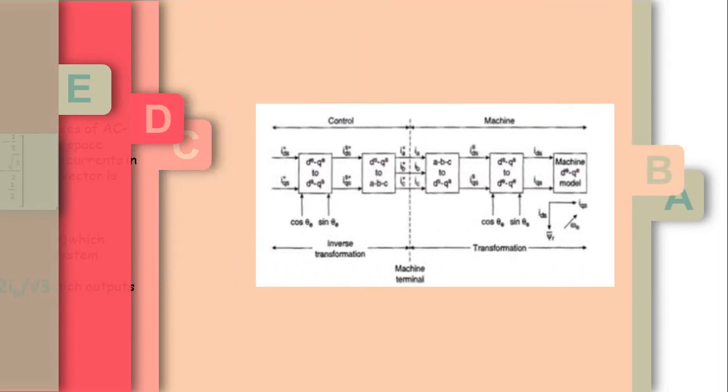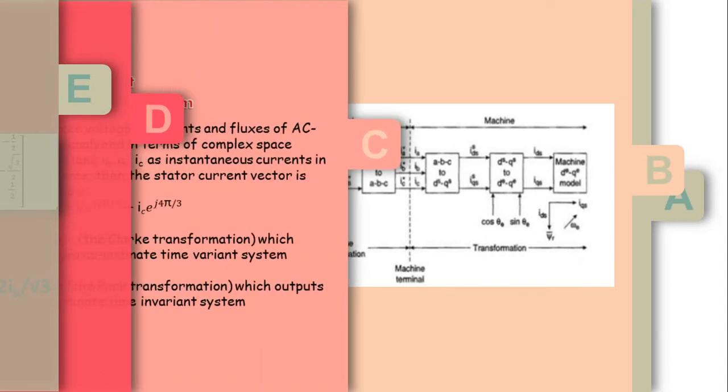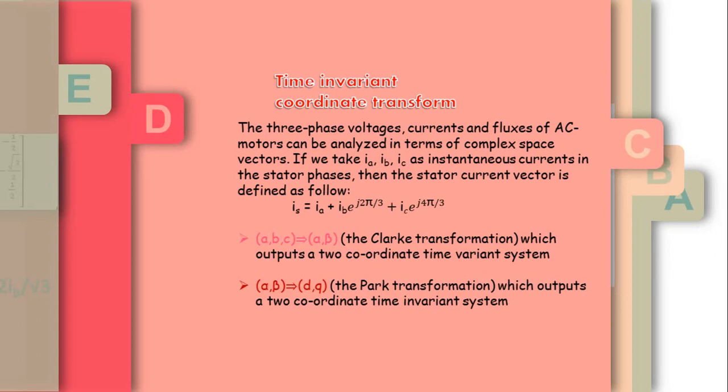This is the block diagram of the basic conceptual implementation of vector control. On the right side of the diagram, the motor currents IA, IB, IC are converted to IDSS and IQSS in the stationary reference frame. These are then converted to the synchronously rotating reference frame DQ currents, that is IDS and IQS. On the left side of the block diagram, in the controller, two inverse transforms are performed. The first one is from the synchronous DQ to the stationary DQ reference frame, and the second one is from D star Q star to A star B star C star. This is the time invariant coordinate transform.